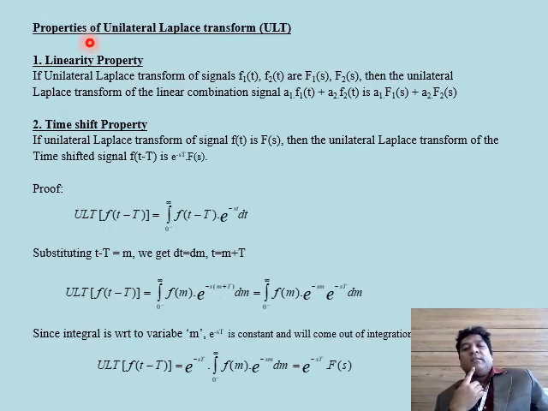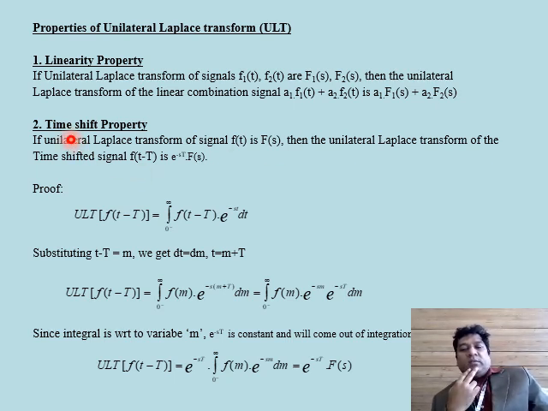Now we are going to discuss some of the properties of the Laplace transform. The first property is the linearity property. So if we take a linear combination of two signals a1 f1(t) plus a2 f2(t), the Laplace transform will be the linear combination a1 F1(s) plus a2 F2(s).